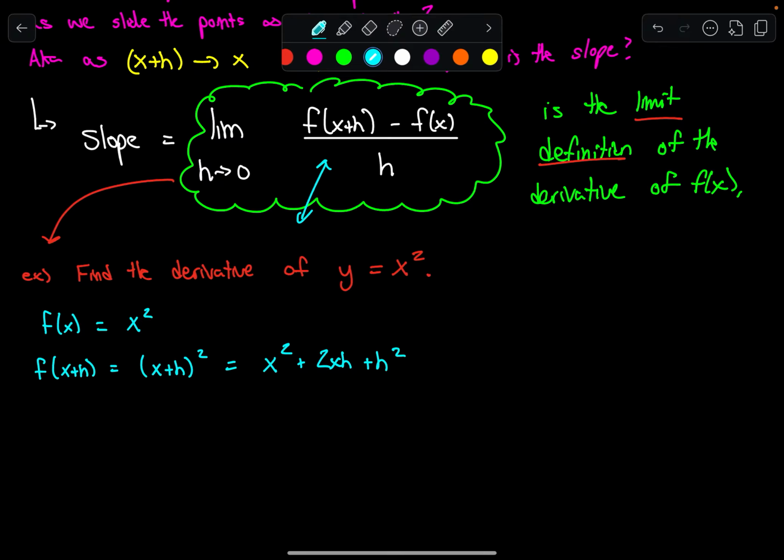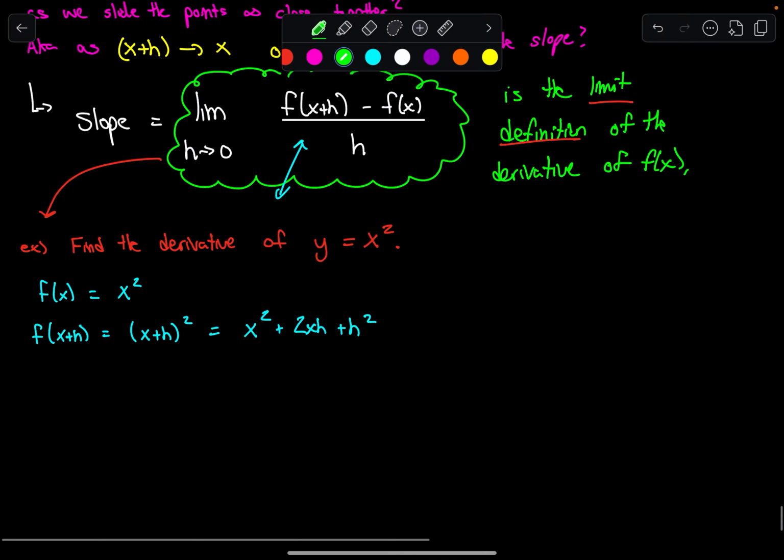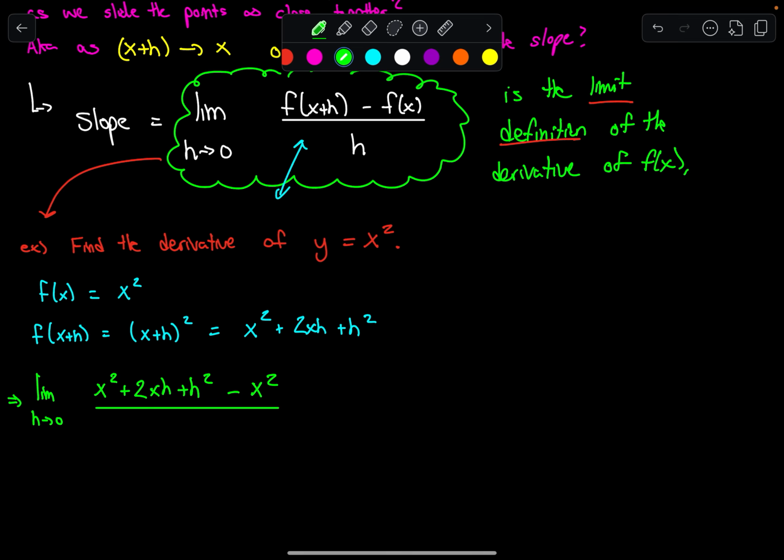And so now all I'm going to do is plug that into my little slope formula, right? We're just going to use the limit definition as it stands. And so we're going to get that we have the limit, right? So this means that we have the limit as h approaches 0, right? As the gap gets really small, right? We're going to have x squared plus 2xh plus h squared minus x squared all over h.